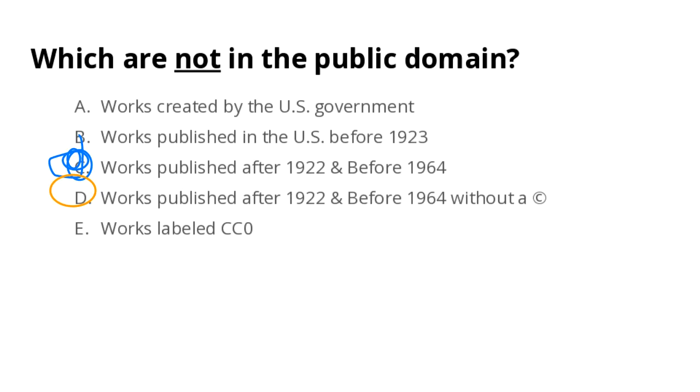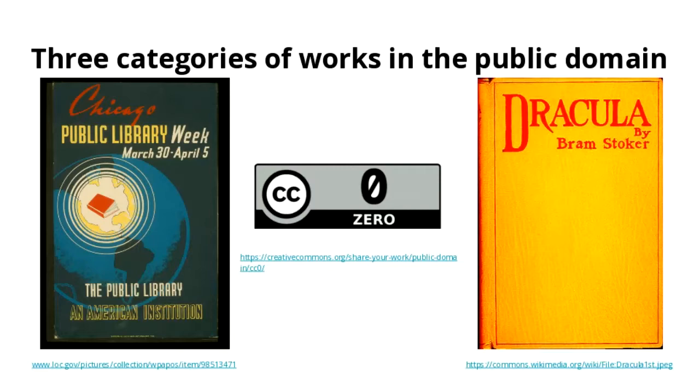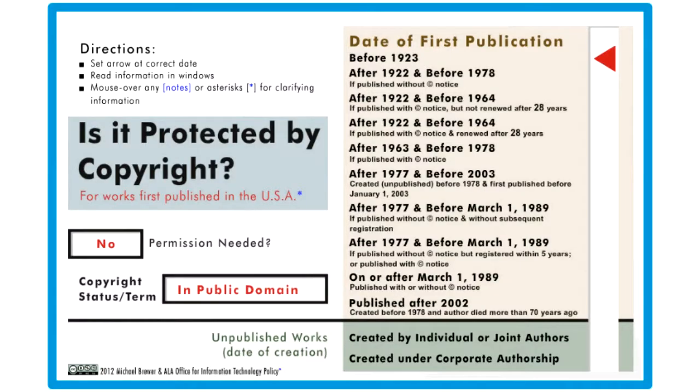Let me show you something that I use frequently to figure this stuff out. Let's go to the next slide. Here we go. So this is the digital copyright slider. And you can imagine what this would look like if it were a physical thing, one of those little slidey deals that can line up the little arrow and it will give you answers.